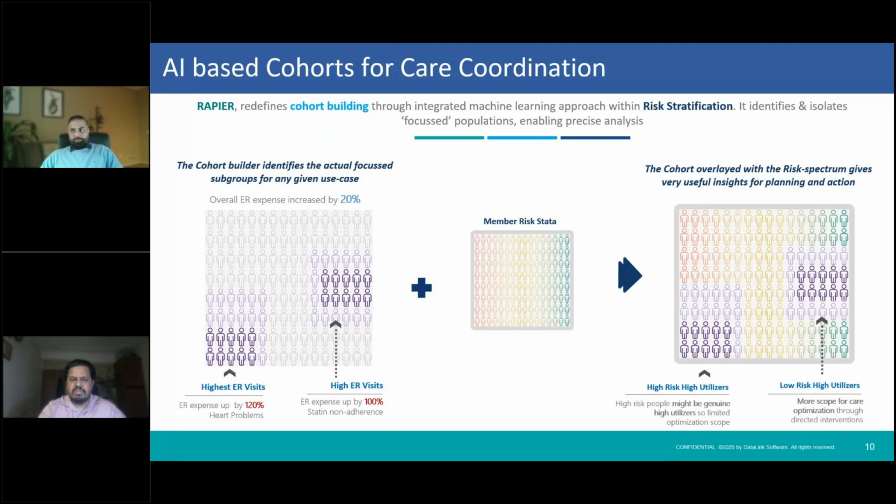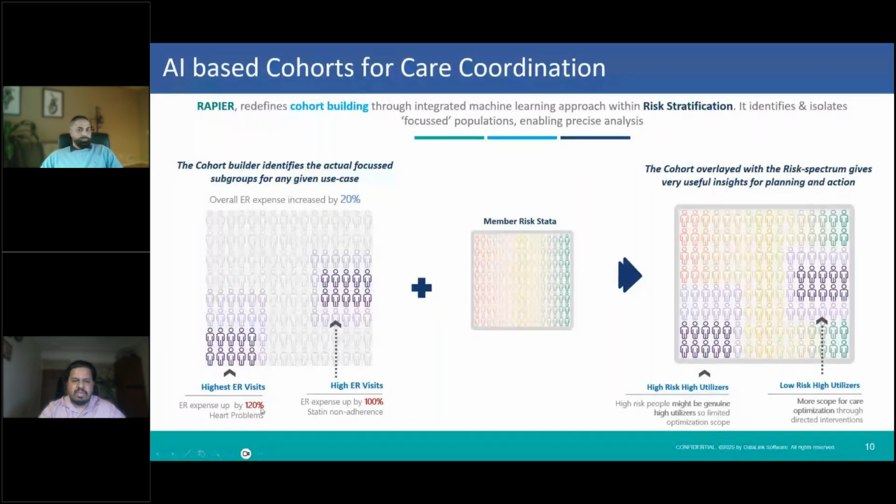It combines cohort building with risk stratification, which helps us identify or isolate the problems pretty accurately, and it enables precise analysis. I'll talk about the concept in more detail in the illustration below. So imagine you have a population where you are experiencing that the overall ER expense has increased by 20%. Once you give this population to our cohort builder, it will go into this population and try to identify smaller subgroups where this ER expense is concentrated. In one of the examples, we found there are two subgroups. One subgroup where the ER expense had gone up by almost 100%, and the other subgroup where it had gone up by around 120%.